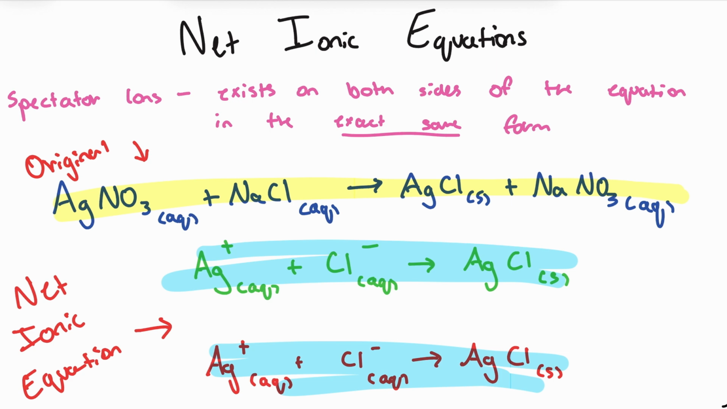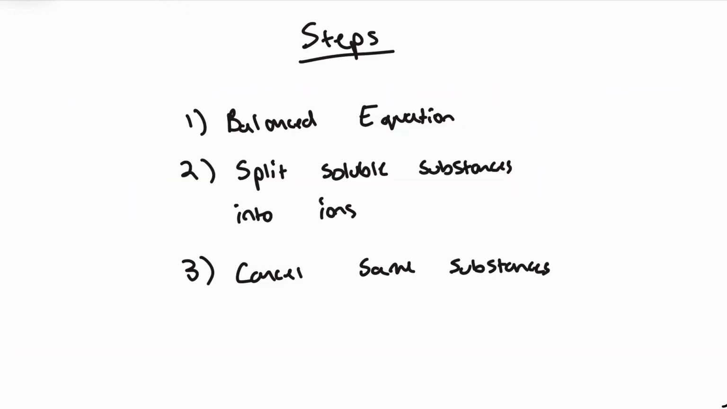Let's do some more examples right now just to reinforce that and in case you're confused. And in case you are confused, here are the three main steps to writing those net ionic equations. We just got to start by balancing our equation. Again, we then split all of our soluble substances into our ions. And then finally, we just cancel out ions that appear in the exact same form on both sides of the equation.